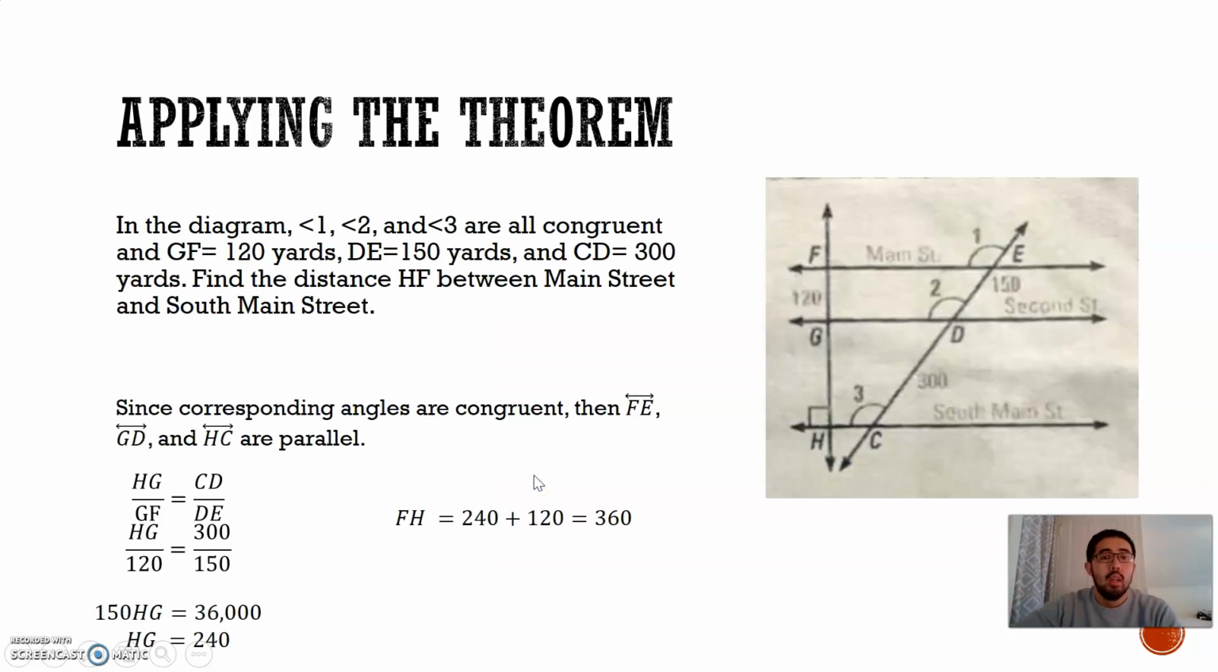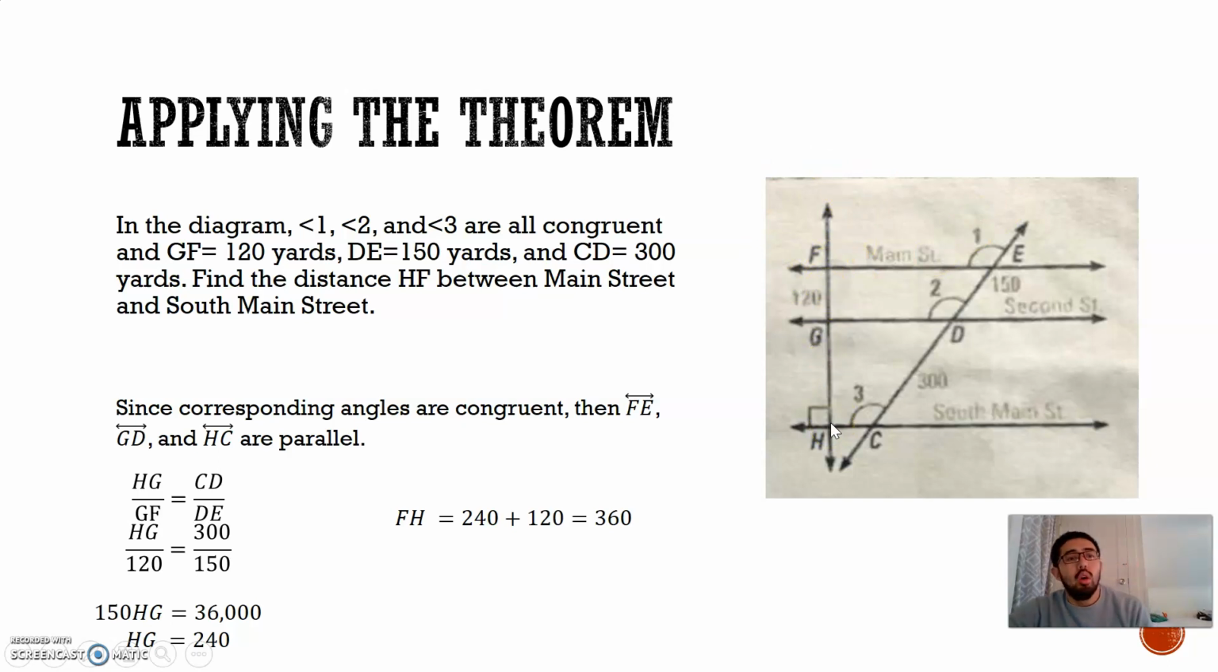Okay, how can we use that? So if we take a look at this in the diagram, angle 1 and angle 2 and angle 3 are all congruent. Okay, 1, 2, and 3 are all congruent. And GF is equal to 120 yards. Okay, DE is equal to 150 yards. Okay, CD is equal to 300. Okay, and it says find the distance between Main Street and South Main Street, HF.